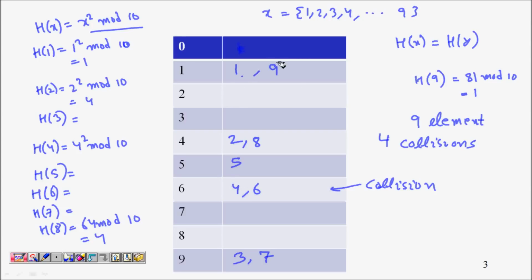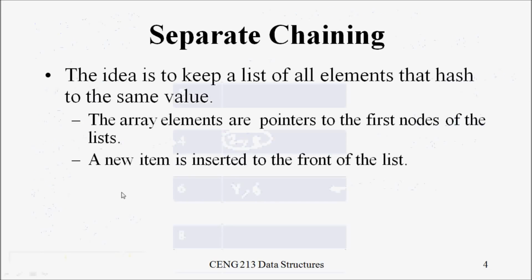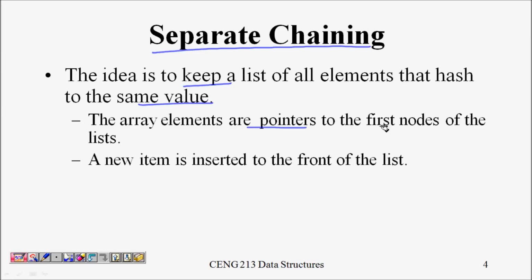Like here, these will all go into a linked list. So this cell will maintain a pointer to a linked list which will have all the elements that hash to this particular cell. So array elements are pointers to the first node of the list. These are linked lists, and each array element has the pointer to its linked list.